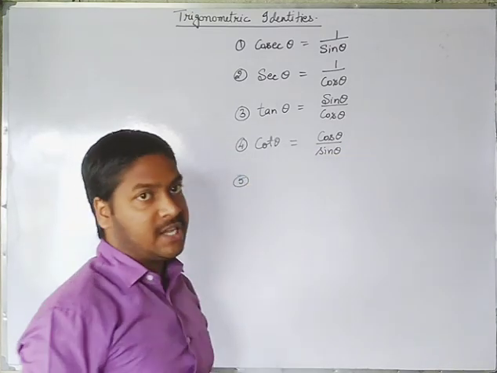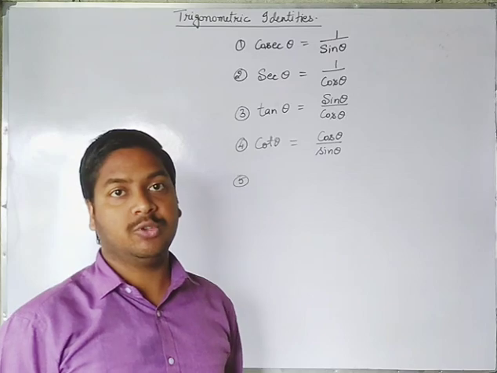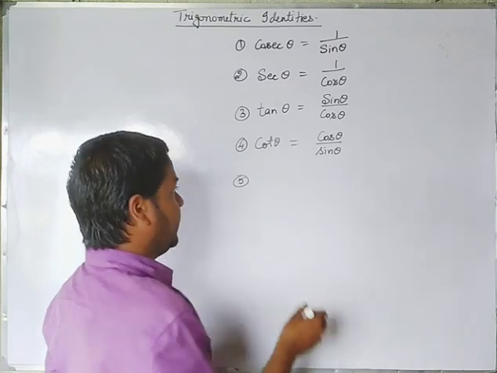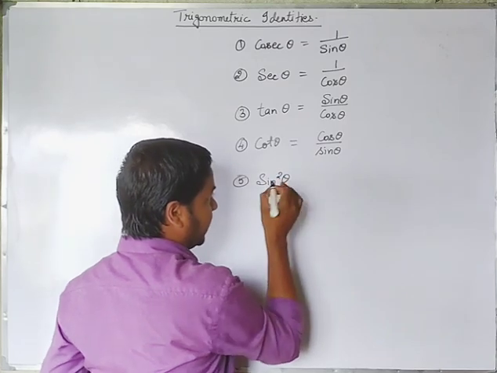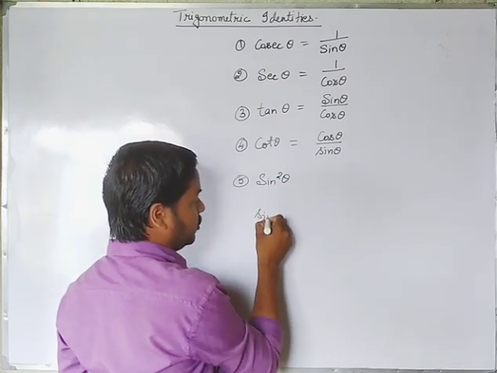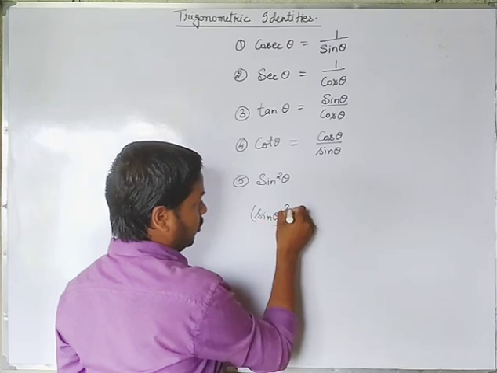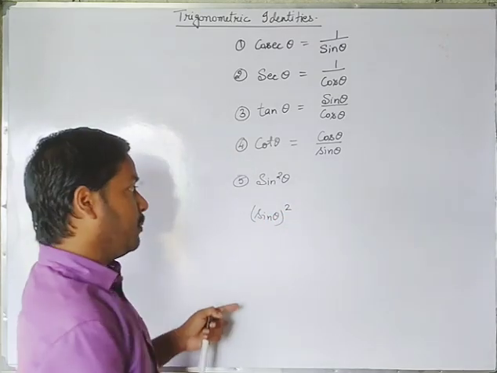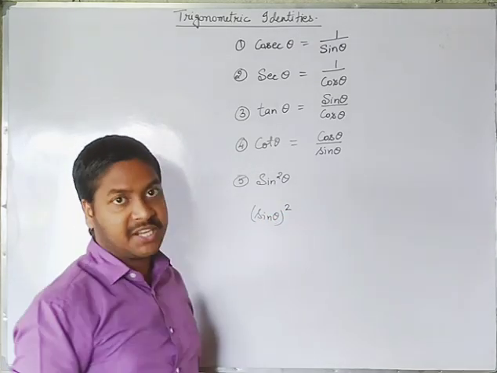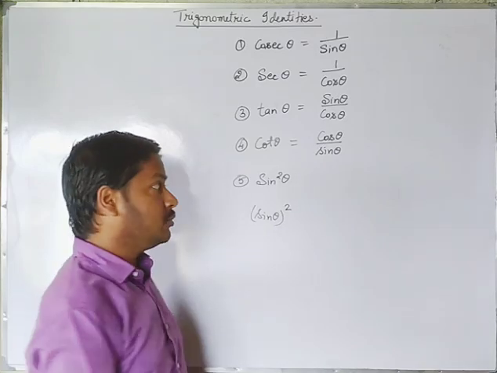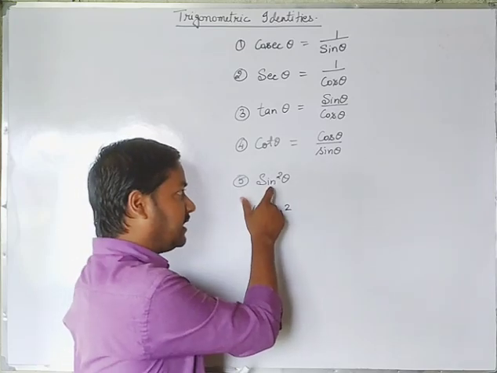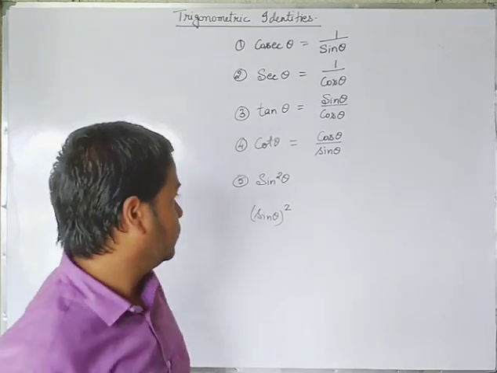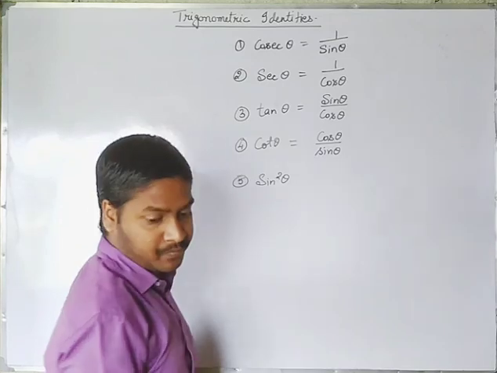This fifth formula is so important that we need to use it in every place. That is, the square of sin theta, written as sin square theta or sin theta whole square, both mean the same, but if we do not use the bracket, it means something different. So whenever we need to write the square of sin theta, we will write it like this. So don't be confused in it.